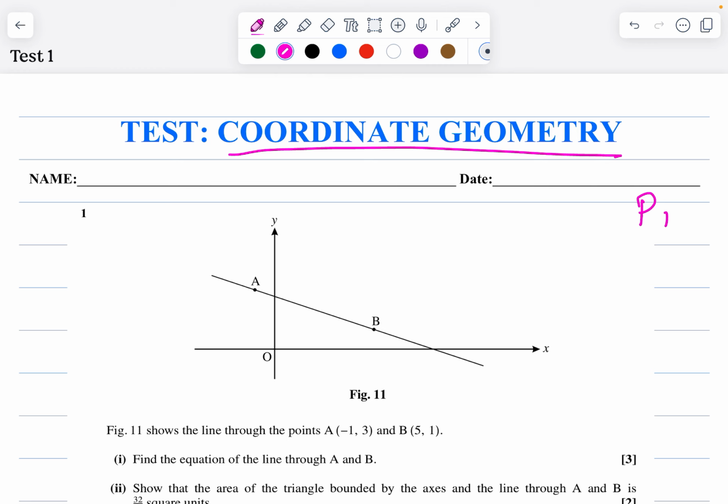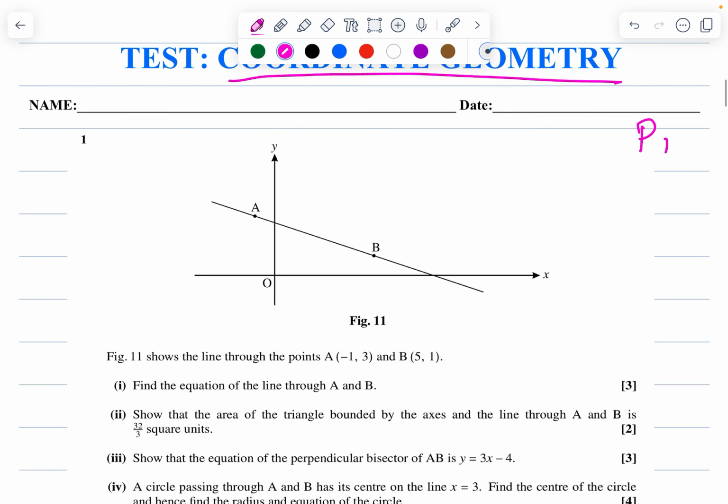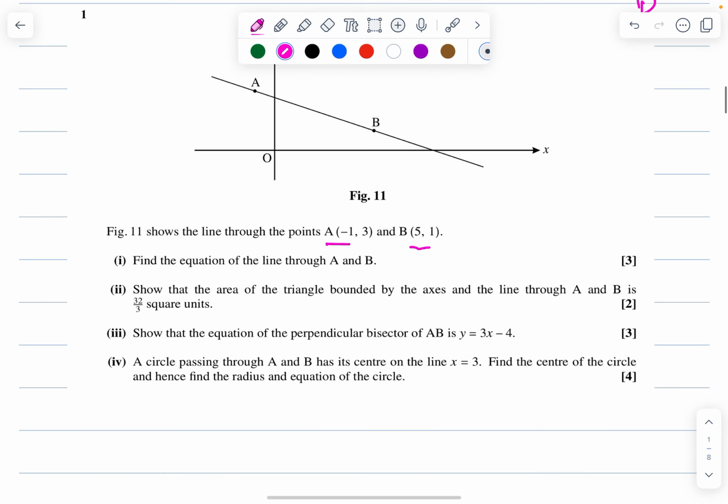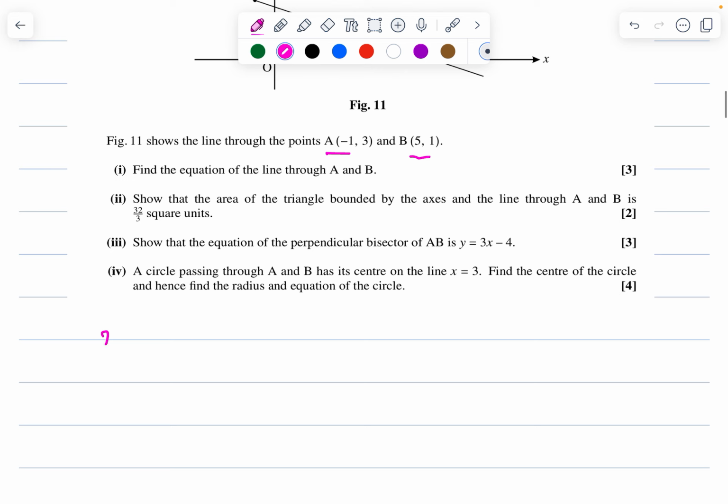Now, what is it saying over here? Find the equation of line AB. A and B are given. So I have to find the equation of line AB. First of all, what am I going to do? I am going to find the gradient of AB. First I find the gradient of AB, which is y2 minus y1 by x2 minus x1, which is negative 2 upon 6, which is negative 1 upon 3.